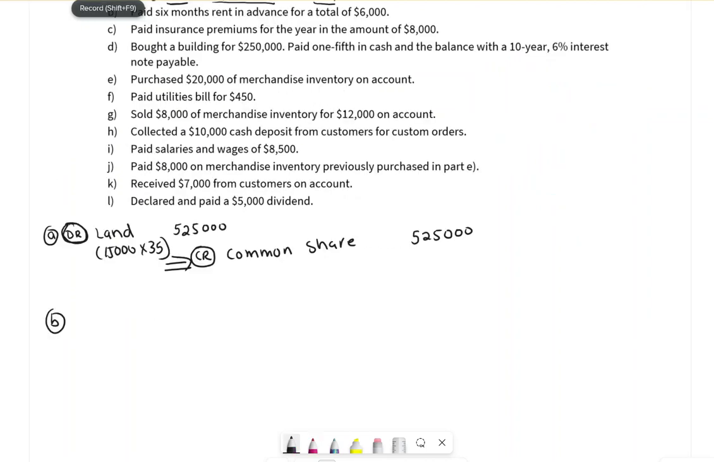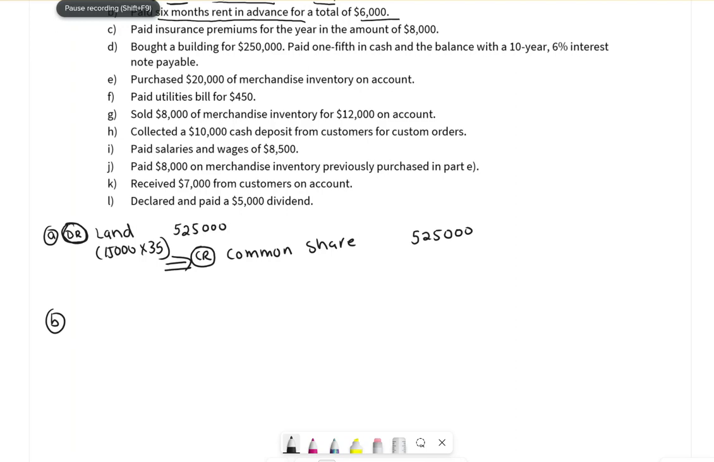If you indent it, it is automatically known as a credit. So we're going to go to my next one. We paid 6 months rent in advance for $6,000. We paid cash, so your cash is going down. If your cash is going down, it will be a credit.